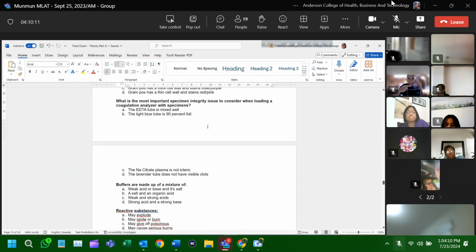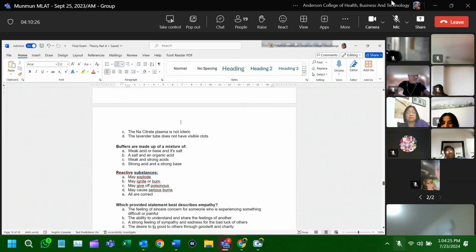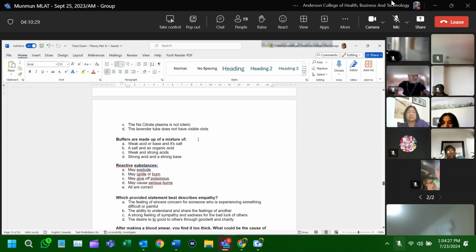So how the question came is a little bit tricky. You have to first consider that it is a coagulation analyzer. Coagulation means we are drawing in the light blue tube, and the light blue has to be filled 90%. So how the question is presented, the language, is tricky.